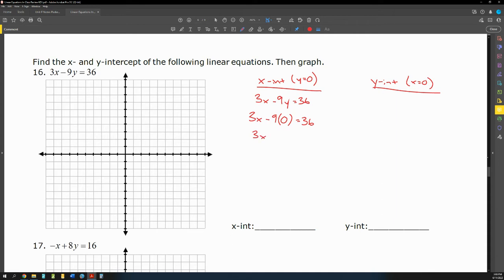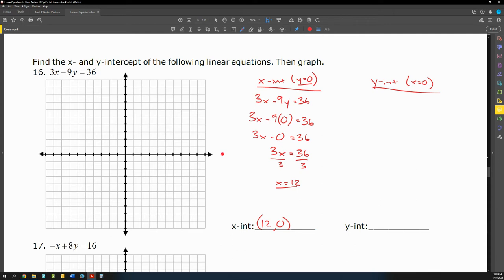So 3x minus, 9 times 0 is 0. So we have 3x minus 0 equals 36. Subtracting 0 doesn't change anything, so we can just drop that. We get 3x equals 36. And last step, to get x by itself, I'm going to divide both sides by 3, and I get x is equal to 12. As an ordered pair, the x-intercept is 12, 0. X comma y, x equals 12, y equals 0. So we can plot that point. Unfortunately, it's a little off the graph, so I'm going to estimate it's right about there.